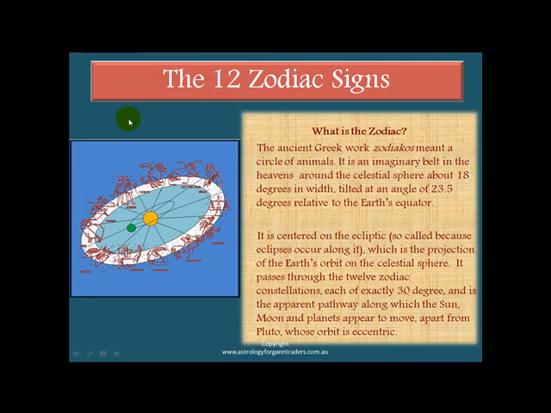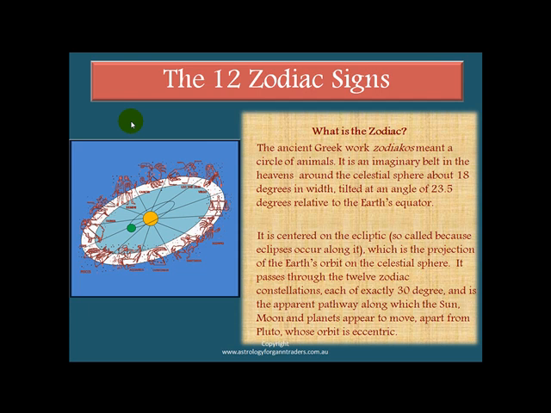Now, the 12 zodiac signs. The ancient word for zodiac, zodiakos, meant the circle of animals. It's actually an imaginary belt in the heavens around the celestial sphere, about 18 degrees in width, tilted at an angle of 23.5 degrees relative to the Earth's equator. So there's that shift between the equator and the ecliptic. It is centered on the ecliptic, so called because eclipses can occur along it, which is a projection of the Earth's orbit on this celestial sphere.